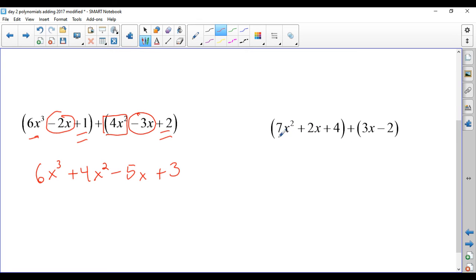Last example, here's my x squared term. There's no other x squareds. Then I find my x terms. I have plus 2x and positive 3x. 2 plus 3 is 5x. Then I look for the constants. Positive 4, negative 2. 4 minus 2 is 2, and I'm all set. So today you're just adding polynomials, and you're going to write the answers in descending order.